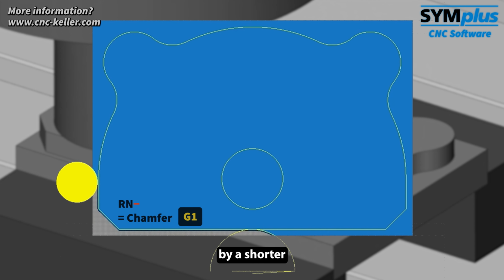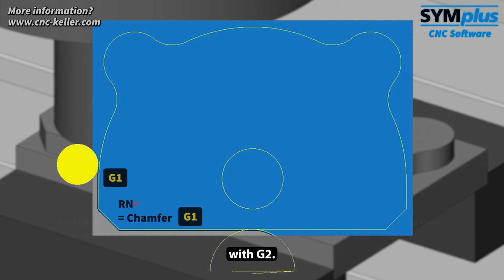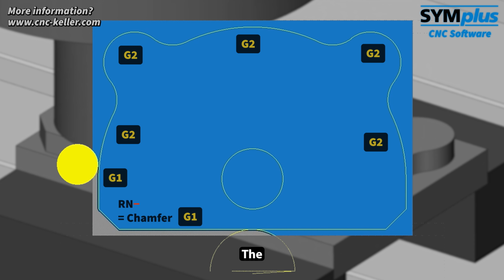This is followed by a shorter straight line upwards. After that comes a series of circular arcs, clockwise and counterclockwise. The clockwise arcs are programmed with G2. The counterclockwise arcs are created via the Rn parameter.